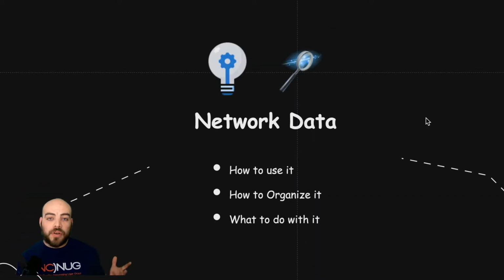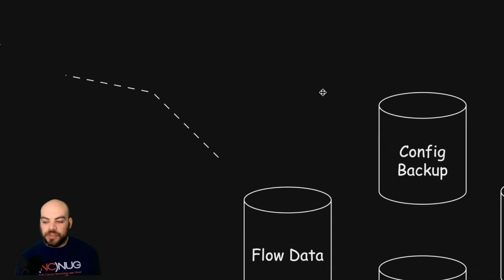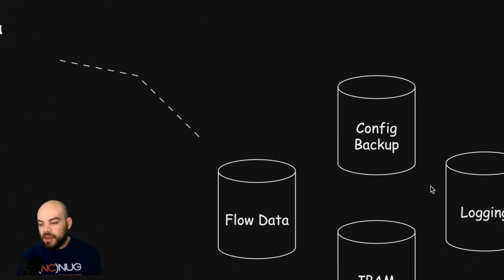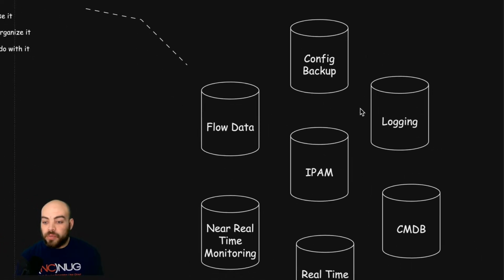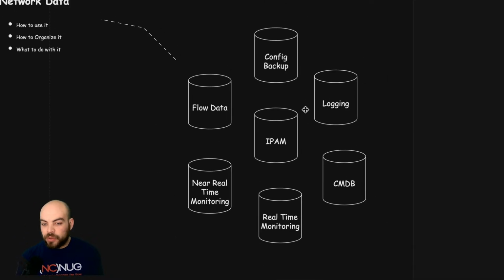All right, so we talked about access to network data, how important that is, and what tools you need to decide to use to get that data, right? So let's talk about those different silos of information that the data is going to be stored in and what you're going to actually use that data for, right?